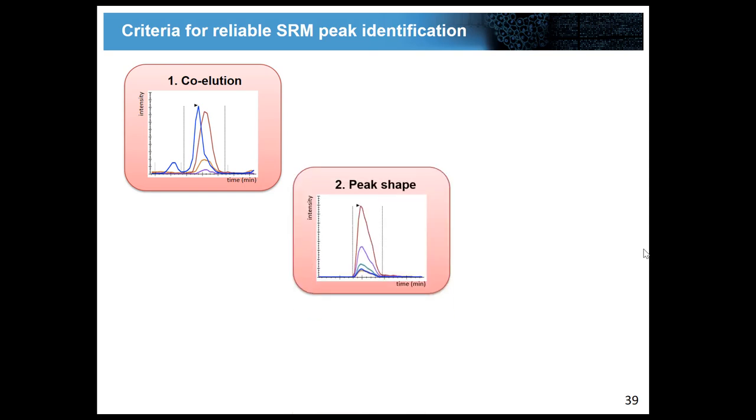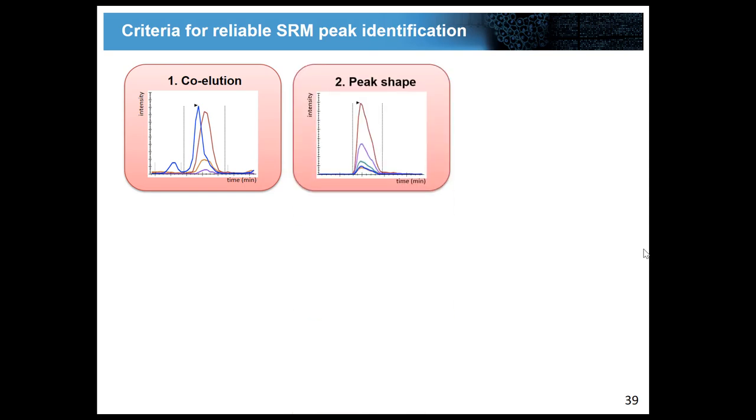Then there is the criterion of peak shape. Same theory: if we measure several transitions of the same peptide precursor, they should have exactly the same peak shape. So if you see peaks that are not nicely Gaussian shaped, but they are all not nicely Gaussian shaped, it's an even bigger confirmation that it all comes from the same peptide precursor.